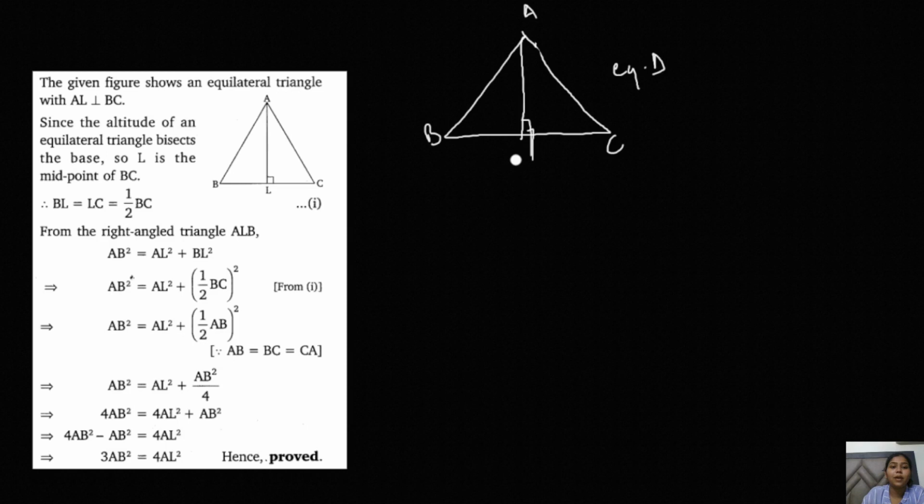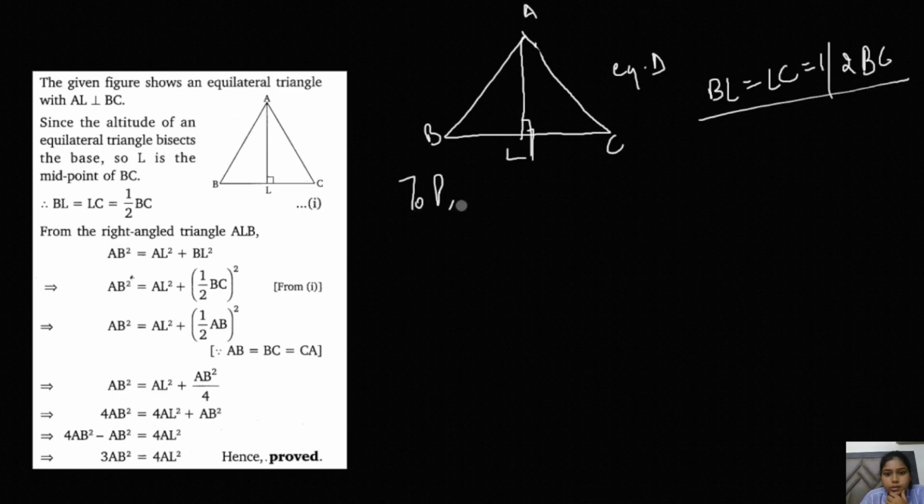Okay, so basically this is the point L. L is the midpoint. So it is already clear that BL is equal to LC is equal to half of BC. This is already given and clear. We have to prove that 3AB square is equal to 4AL square. How are we going to prove this? Just look at the picture right now.